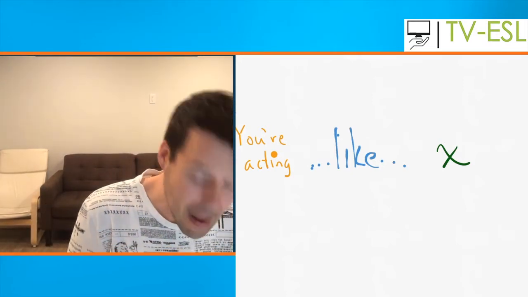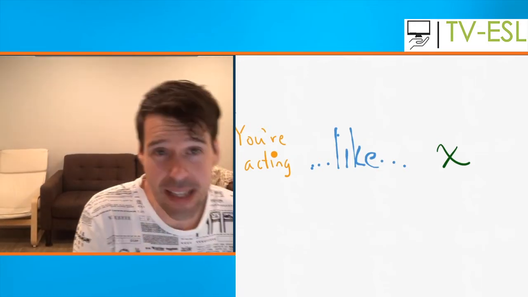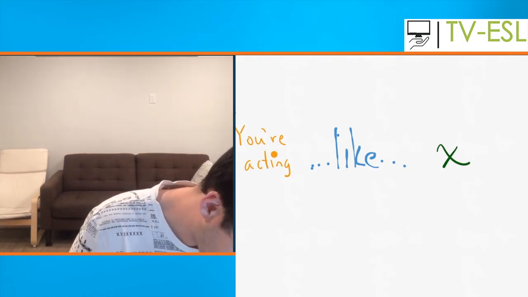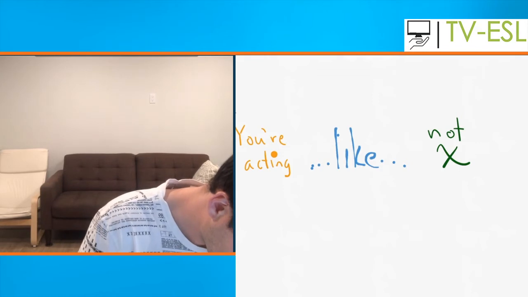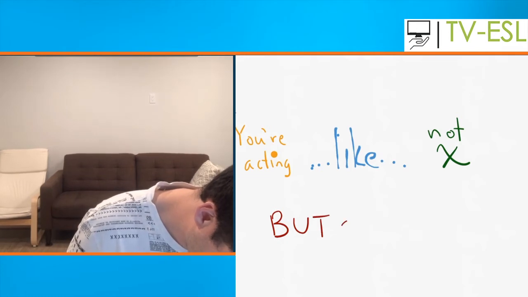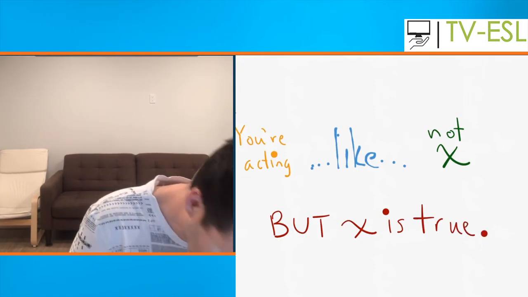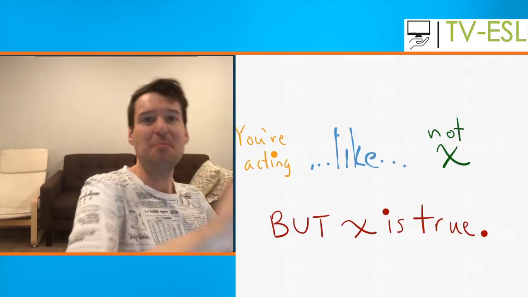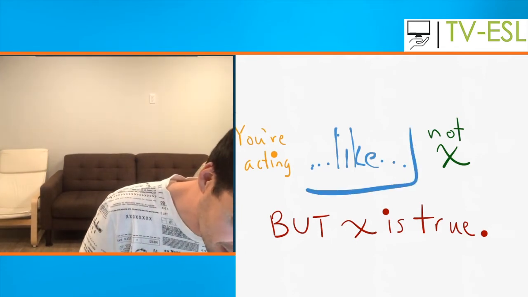So that's the main formula for the sentence, but the additional part is down below, and this never gets said, but this is the meaning. You're acting like, not X, but X is true. Wow, this became very mathematical. But this is it. So you're acting like X isn't a thing, but it is a thing. And instead of saying all that, all we say is like.